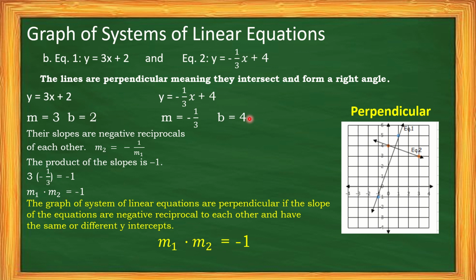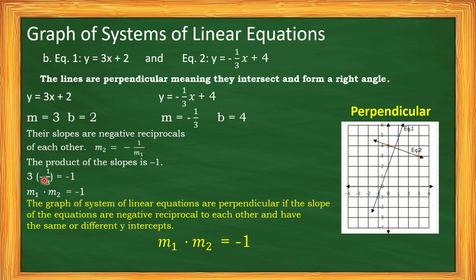As you can notice, their slopes are negative reciprocals of each other. When we say negative reciprocal, it is the negative of the inverse. Say, for example, 3. The reciprocal of 3 is 1/3, so its negative reciprocal is negative 1/3. Say, for example, 2. Its reciprocal is 1/2, so its negative reciprocal is negative 1/2. Or you can say that two numbers are negative reciprocals if their product is negative 1.